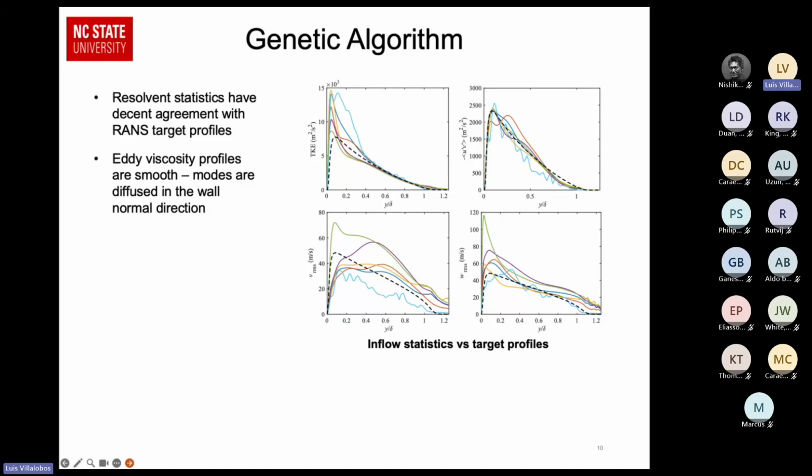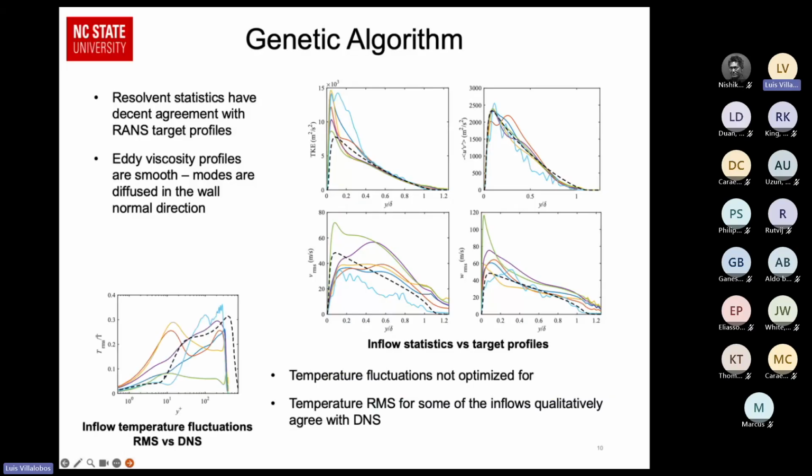It's not perfect, obviously, but we were optimizing for TKE, Reynolds stress, and the wall-normal and spanwise velocity fluctuation RMS, and we show that we can essentially achieve good agreement between all four of these things, which we did not really know a priori before trying this. So that was a good surprise.